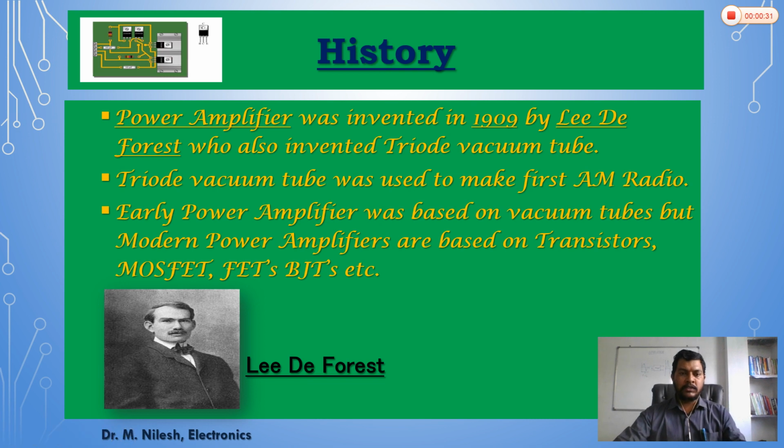The power amplifier was invented in 1909 by Lee de Forest, who also invented triode vacuum tubes. Triode vacuum tubes were used to make the first amplitude modulated radio, and earlier power amplifiers were based on vacuum tubes, but modern power amplifiers are based on transistors, MOSFETs, FETs, BJTs, etc.